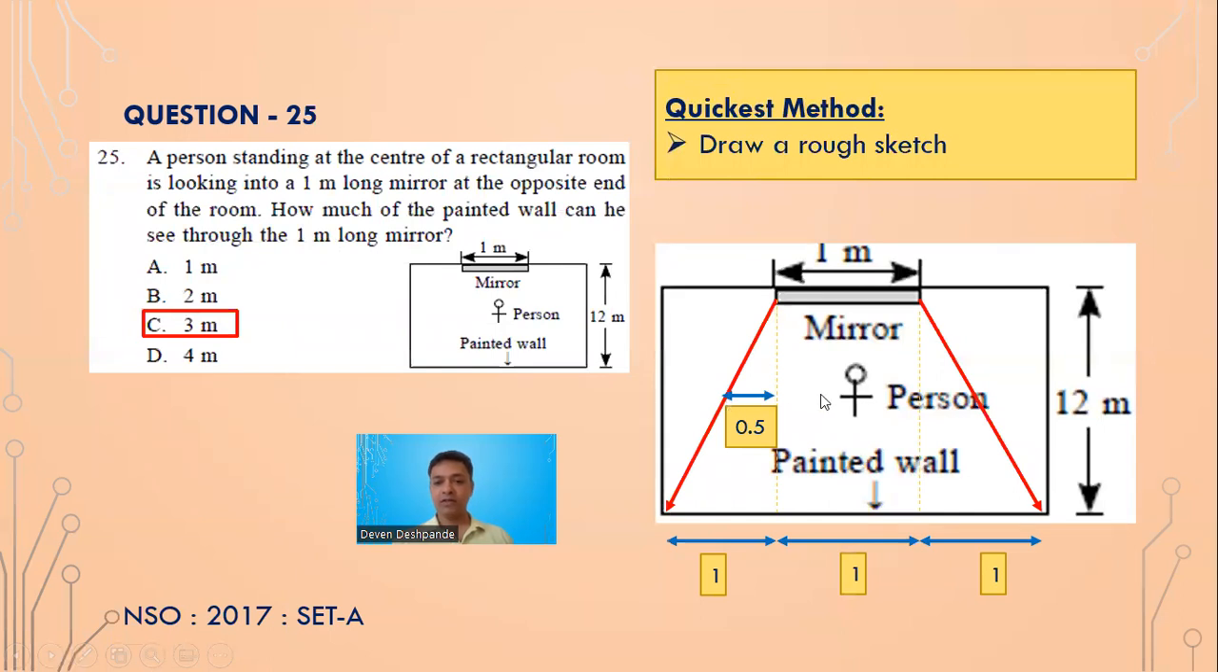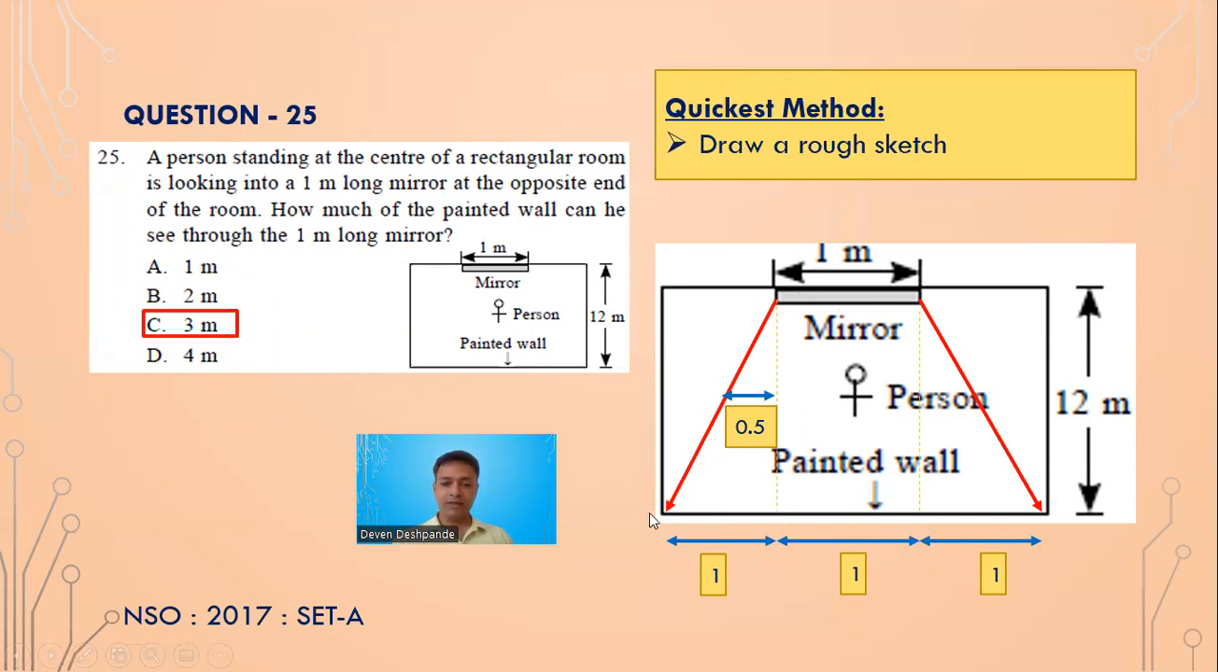From the center of the person to here is 0.5 meters. So 0.5 meters is at a distance of 6 meters. So if you draw the ray like this, if this is 0.5 at 6 meters, at 12 meters it will be double of 0.5, which is 1, isn't it? Because at 6 meters it is 0.5, and at 12 meters, double the distance, this also will be double of 0.5. So double of 0.5 is 1. So the whole mirror is 1 meter, and the person will see the whole of this 1 meter.